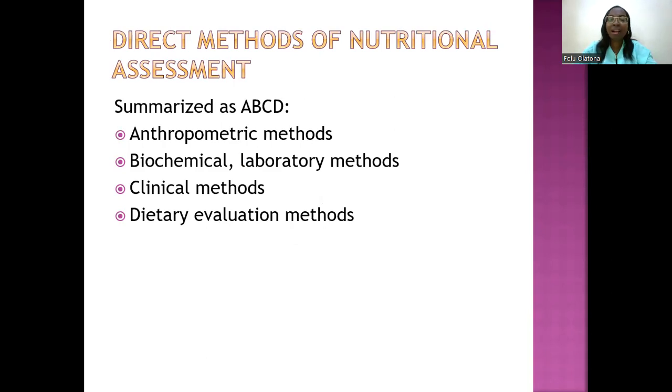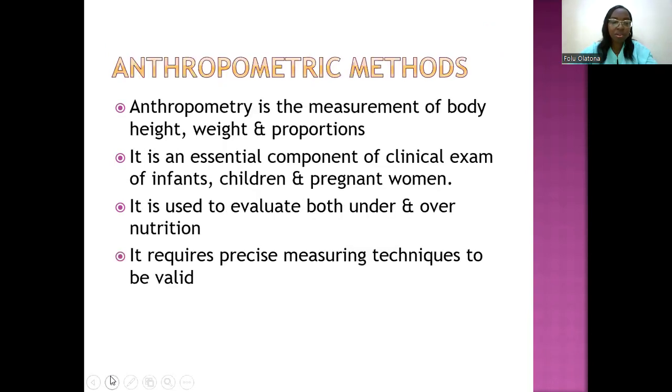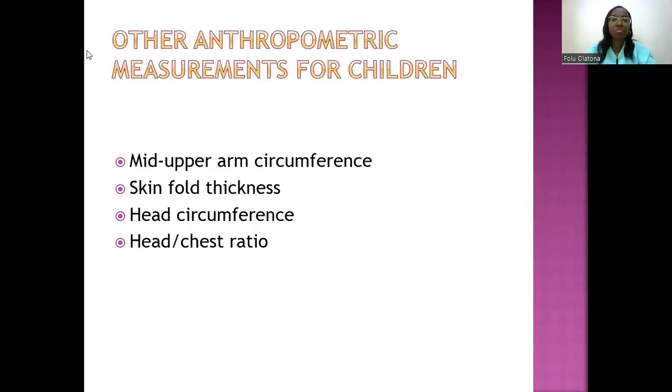So talking about the direct methods, there are 4 major methods which are summarized as ABCD. If you remember that acronym ABCD, then you are likely to remember anthropometric methods, biochemical, which is also known as laboratory method, clinical methods, dietary evaluation method. Now let's discuss anthropometric methods. Anthropometry is the measurement of body height, weight, and proportion.